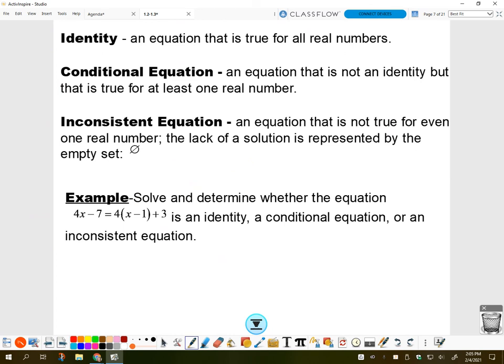And again, it's not something that's new. It may be slightly new vocab, but I think in the Springboard Algebra 1 book they use this same vocabulary. So we have special conditions that happen when we're solving an equation. If you have an identity, that's an equation that's true for all numbers. A conditional equation is an equation that's not an identity, but true for at least one real number. So this just means it has an answer.